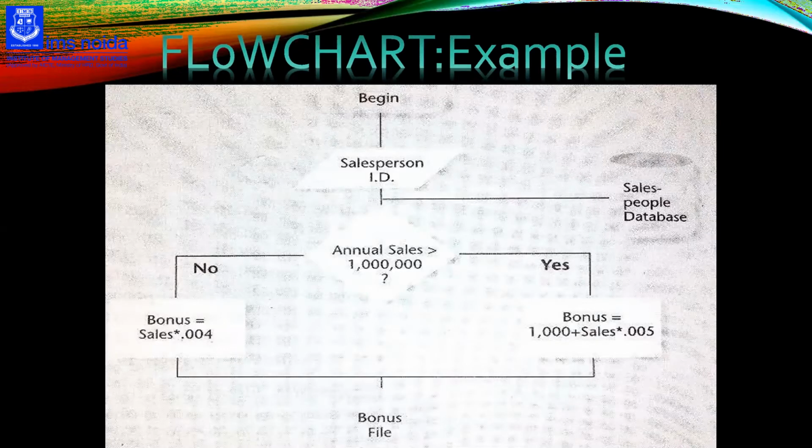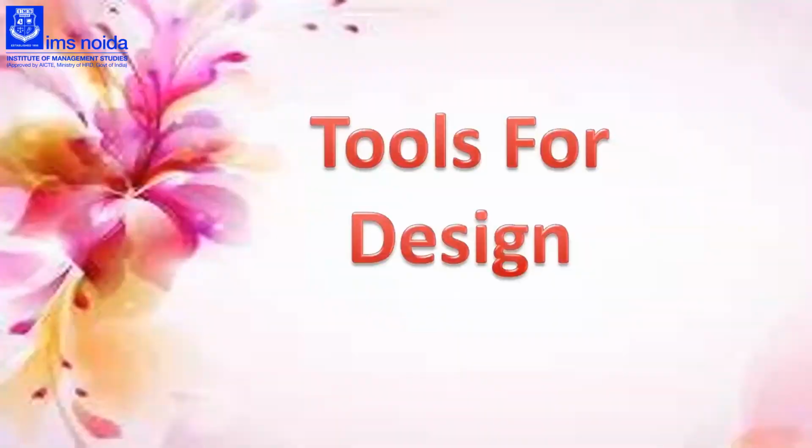This is the flowchart. We start from the beginning, then the salesperson. If the annual sales is greater than 1 lakh, then we calculate the bonus: bonus equals 1000 plus sales into 0.05. If annual sales is not greater than 1 lakh, then bonus equals sales into 0.04. This is the flowchart.